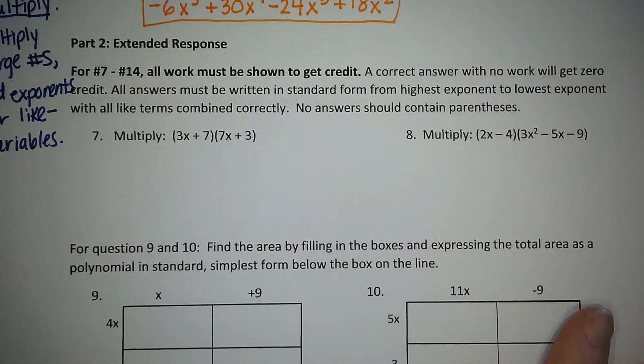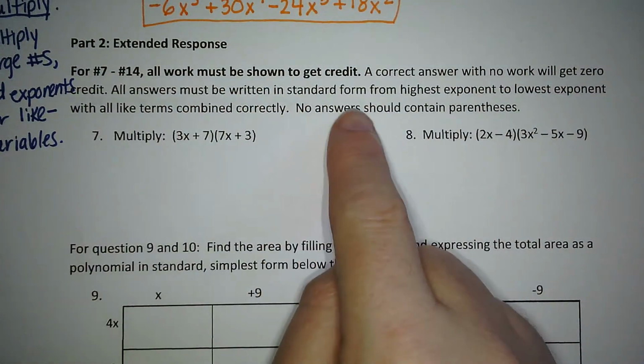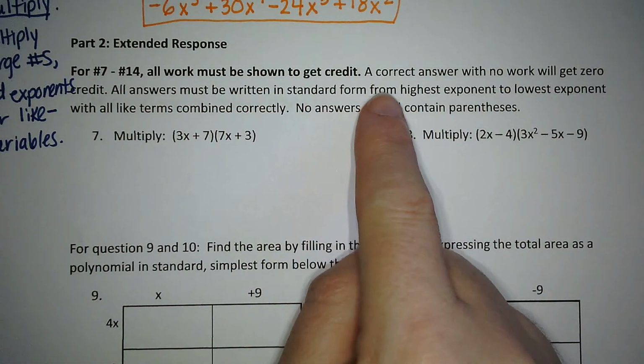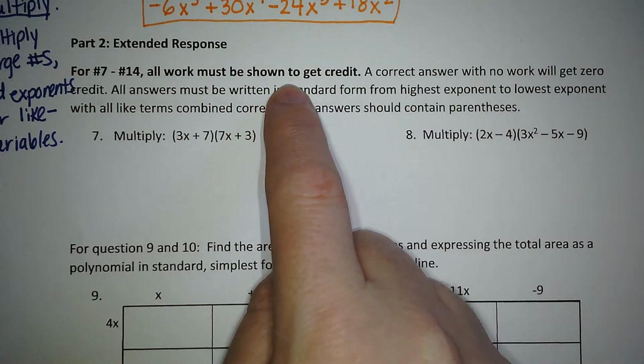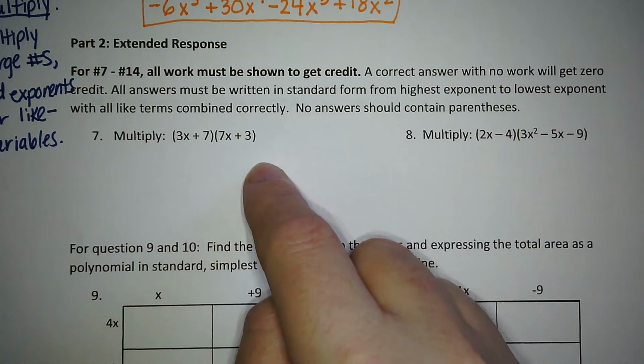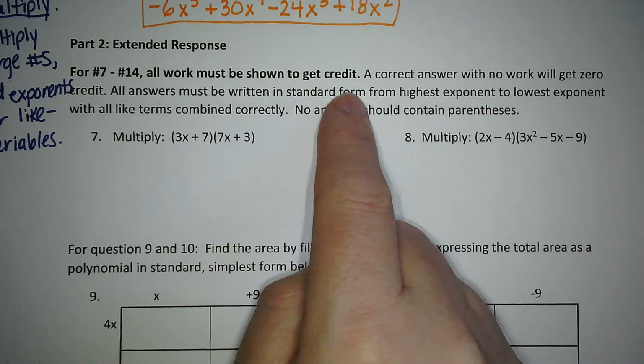Okay, so we're on the extended response part of the test review, and this is where we need to put our multiplying and dividing hats on. And the thing about this is you need to show work to get credit. So if you don't show me how you got your answer, even if it's right, I'm not giving you any credit for it.